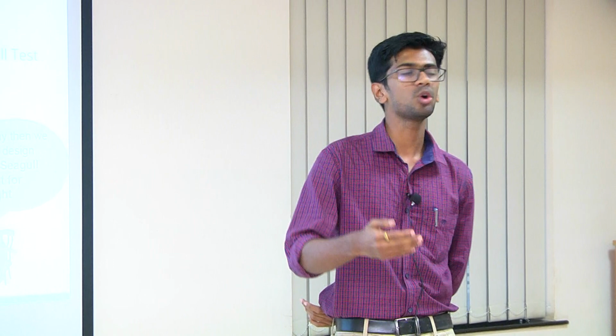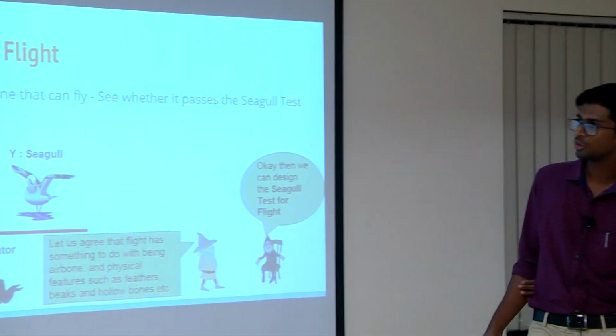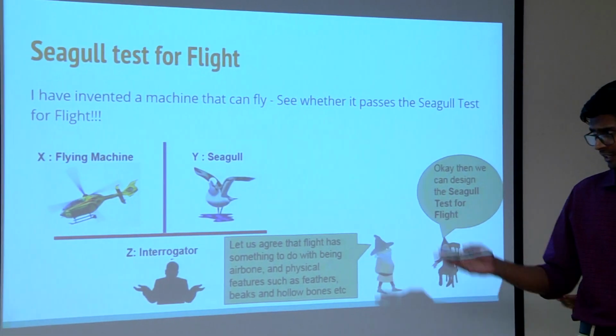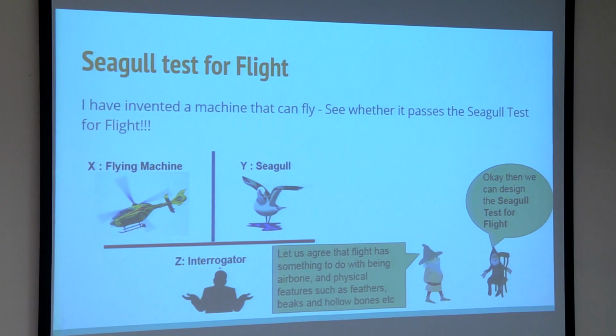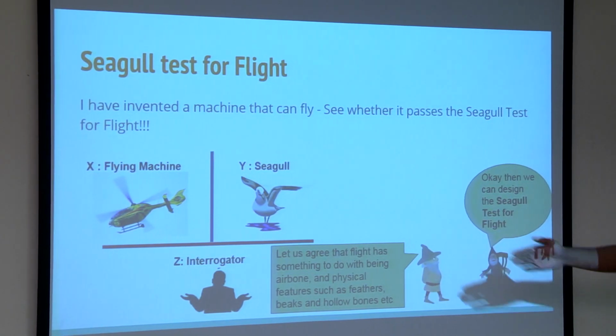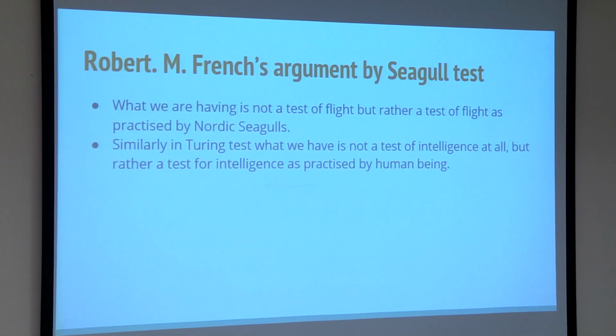Somebody came and said, I have invented a machine that can fly. See whether it passes the Seagull test. So you have a flying machine, a seagull, and an interrogator. It is no wonder if a helicopter doesn't pass this test, because here the characteristics of flight have been determined by the characteristics of this seagull. So that is what he was trying to tell, what culturally oriented intelligence is going to be.